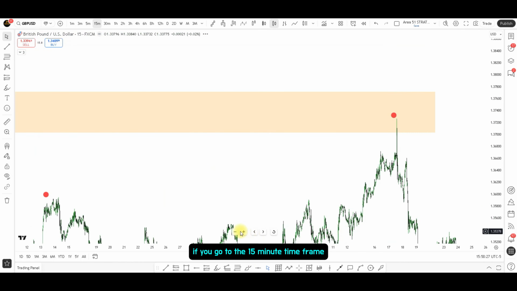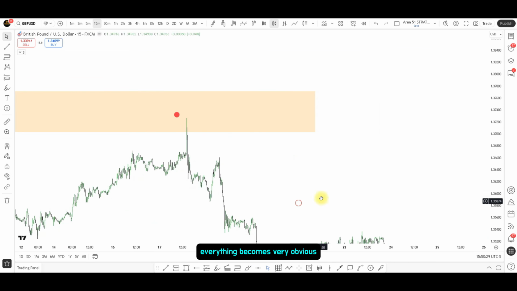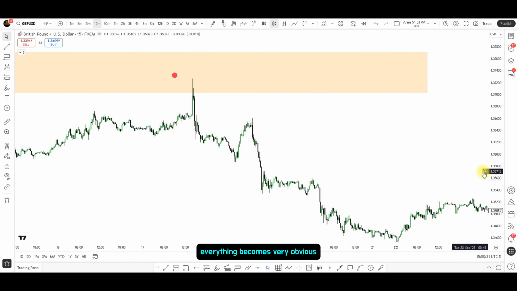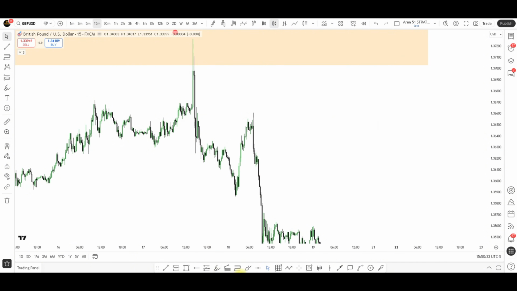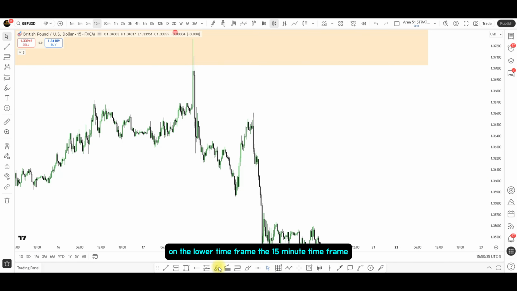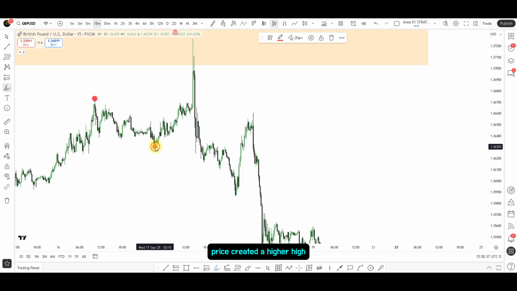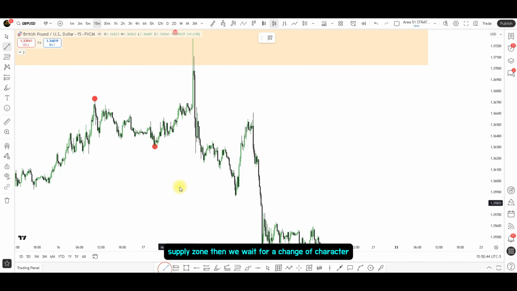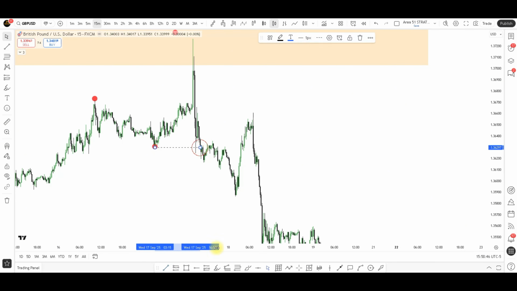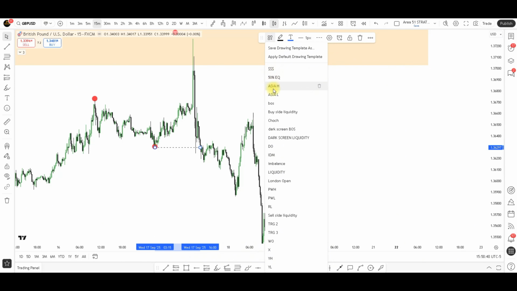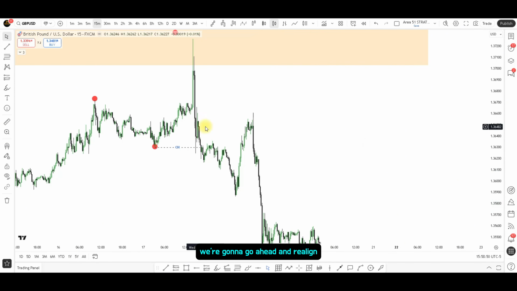As you can see, on the lower time frame, the 15-minute time frame, price created a higher high, higher low, and then higher high. Price hits a higher time frame supply zone. Then we wait for a change of character. Once we have this change of character, we're going to go ahead and realign with the overall market structure.